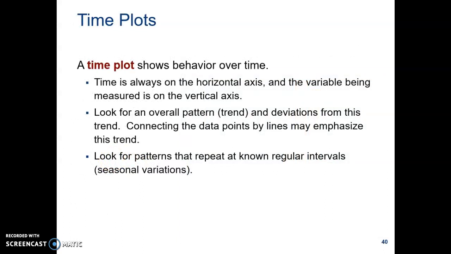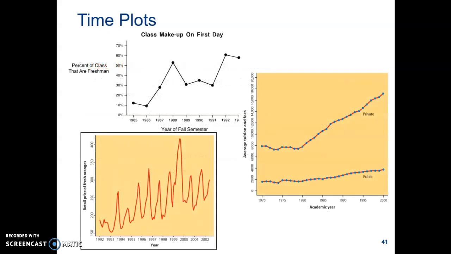So a time plot shows behavior over time. Getting to the time plots a little more here, time's always on the horizontal axis. So we might be looking at something like the temperature every day at noon. So the vertical axis would show the temperature in Fahrenheit or Celsius. And along the horizontal axis we'd show the days, maybe January 1 through December 31st for a year. And we look at a pattern. And you know there's going to be some patterns here. In wintertime it's going to be colder than in summer typically. Here's a few examples of what that might look like.